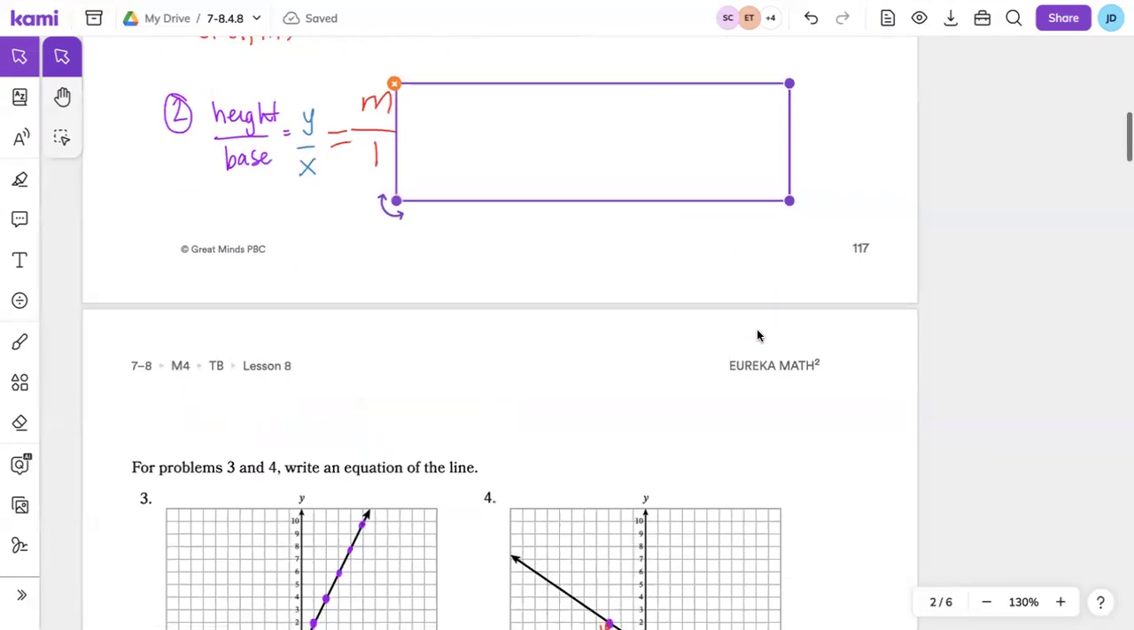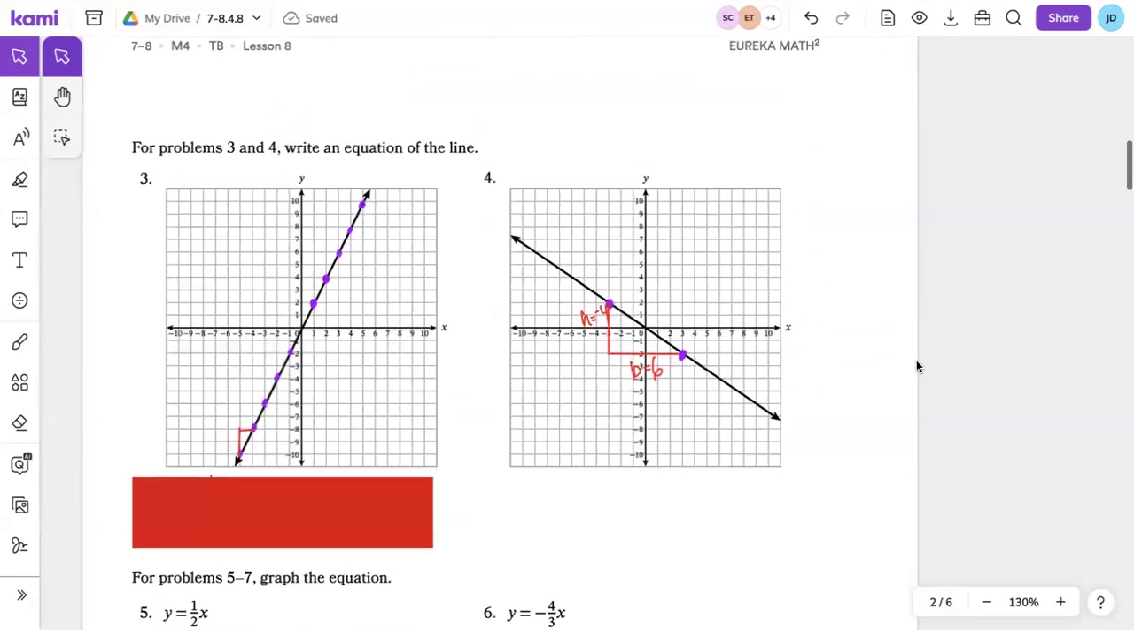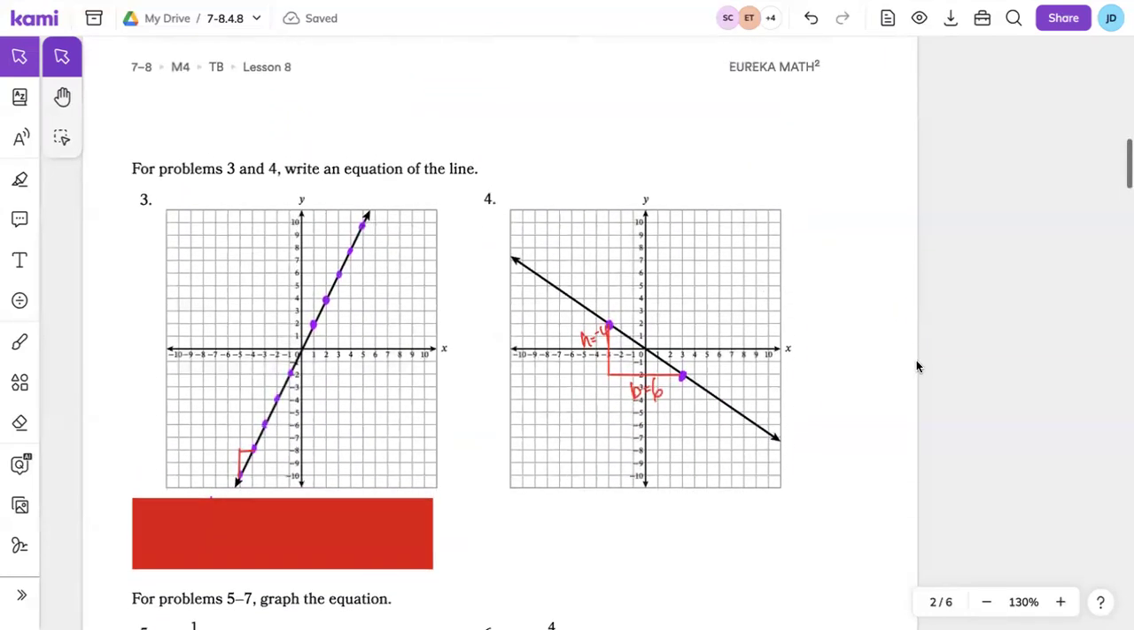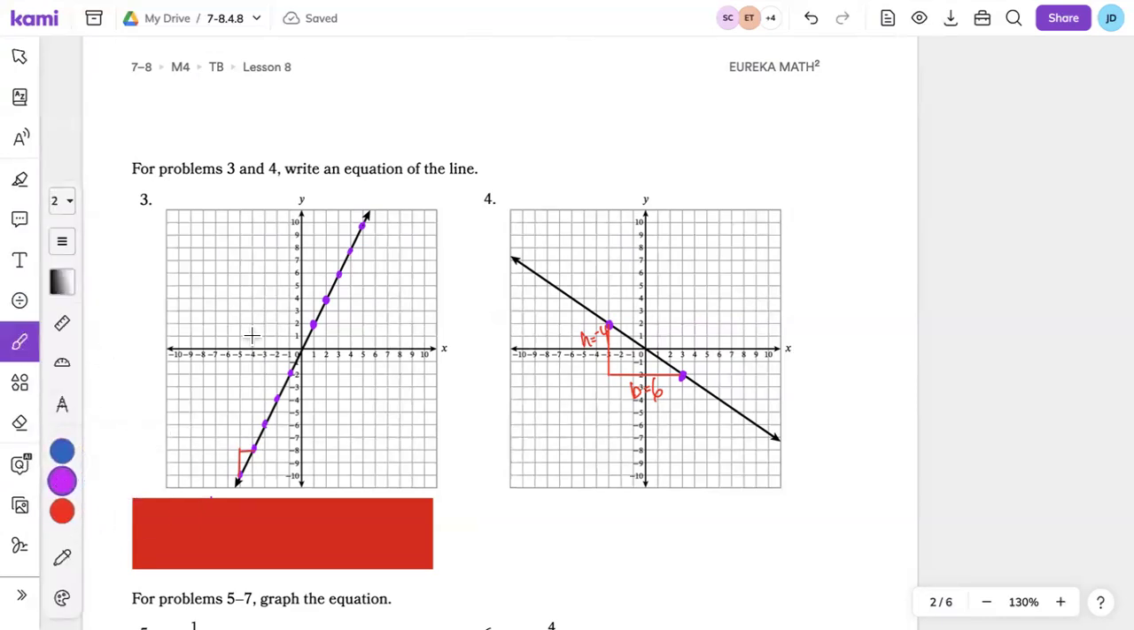And now we're going to talk through it a little bit more. So for number 3, we have a line and it wants us to write the equation. It's going through the origin. This is a nice proportional relationship. So if we look at our height and base here, I've drawn one little triangle here. I could also draw a larger triangle if I wanted. I could draw maybe going from here to here. Based on that, what is going to be the slope of our line for number 3?